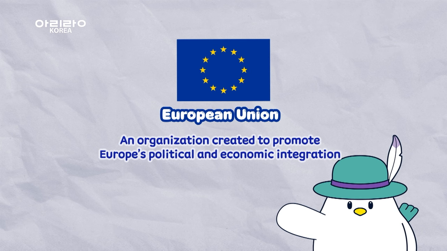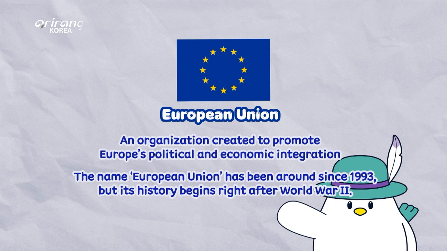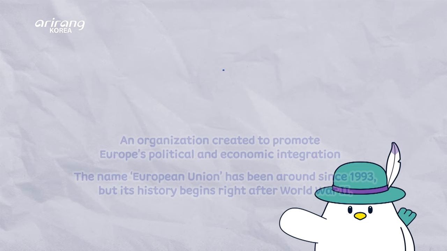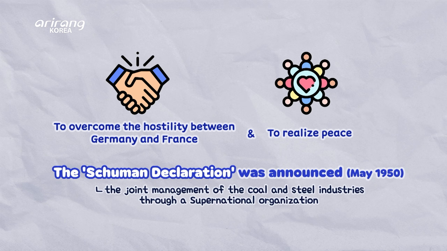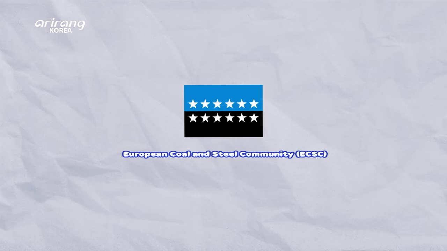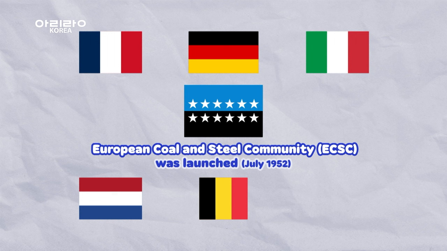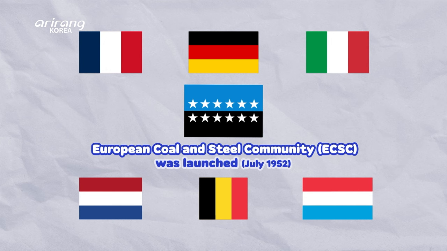It's an organization created to promote Europe's political and economic integration. The name European Union has been around since 1993, but its history begins right after World War II. To overcome the hostility between Germany and France, which was a cause of the war, and realize peace, the Schuman Declaration was announced in France in May 1950, calling for the joint management of the coal and steel industries through a supranational organization. This led six countries, France, West Germany, Italy, the Netherlands, Belgium, and Luxembourg, to create the European Coal and Steel Community in August 1952.